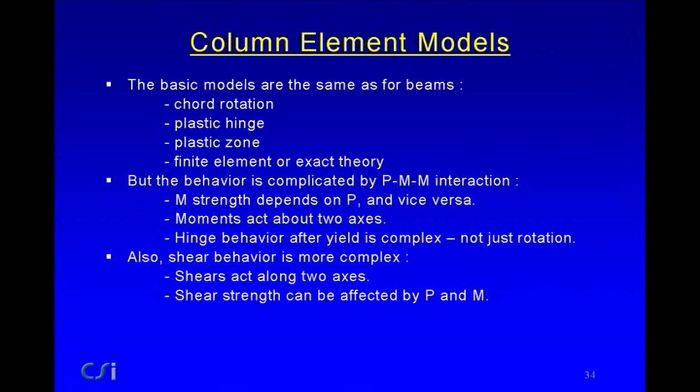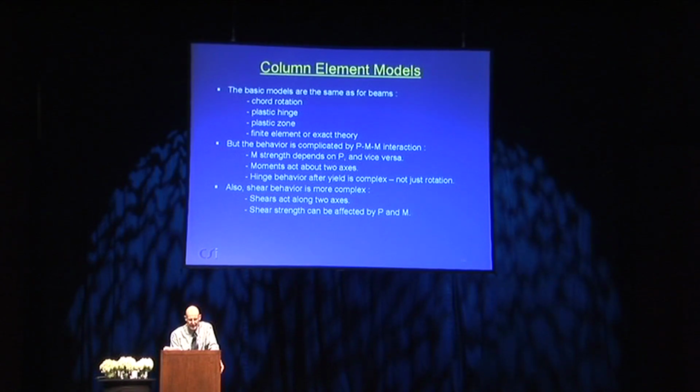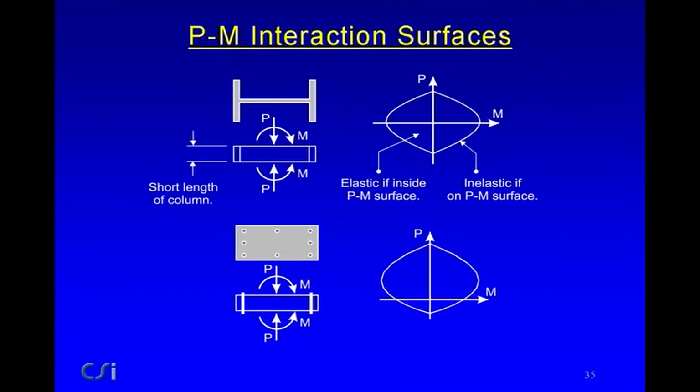And a number of things happen when you get P-M interaction. The moment strength depends on P and vice versa. You know that. We'll show the interaction surface in just a moment. We now have biaxial bending rather than uniaxial bending as in a beam, which is a complication. And most important, after yield occurs, after a plastic hinge forms, what does it do? It doesn't simply rotate. It's much more complicated than that. The shear behavior is also more complicated. You've got biaxial shear, and the shear strength can be affected by axial force, by moment, and also by hinge rotation. So let's look at the PM interaction surface.